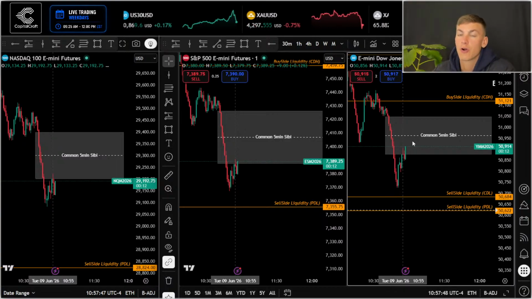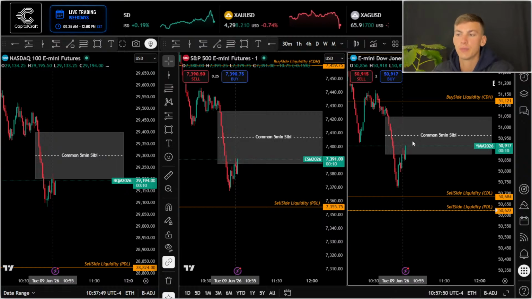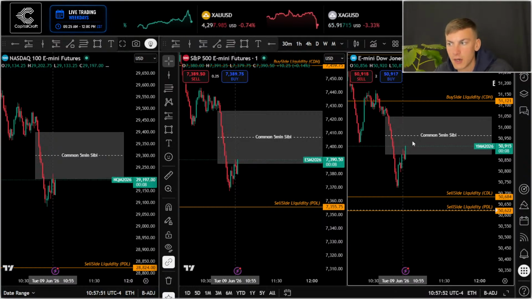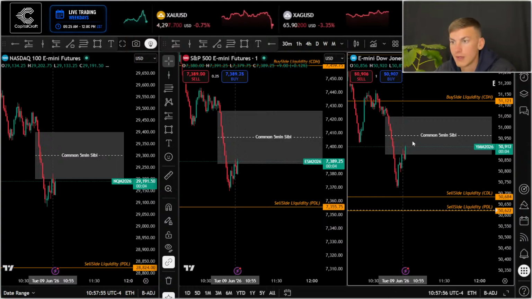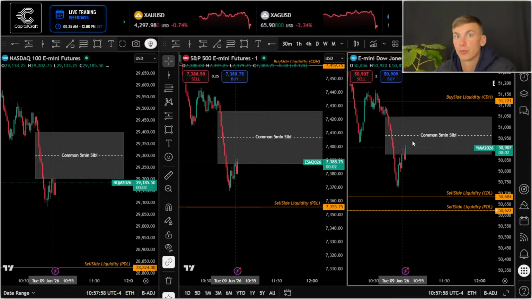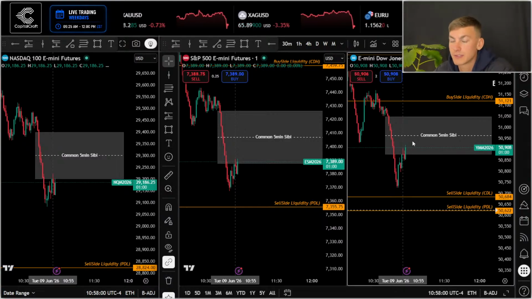So we still have the price range available to us in the Dow Jones. Now, that doesn't mean we can't trade other assets. We just need to keep an eye on the Dow, because as soon as the Dow hits that previous day low, we will have taken out all forms of liquidity and I will be done for the day. But for right now, I've marked out that common SIBI.